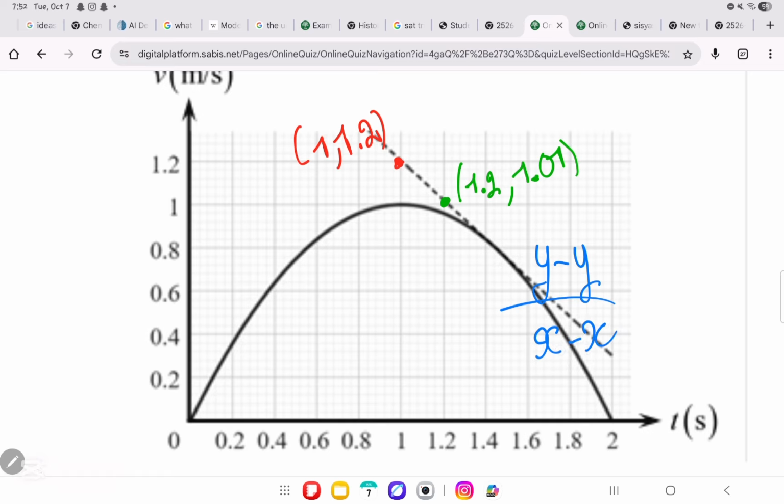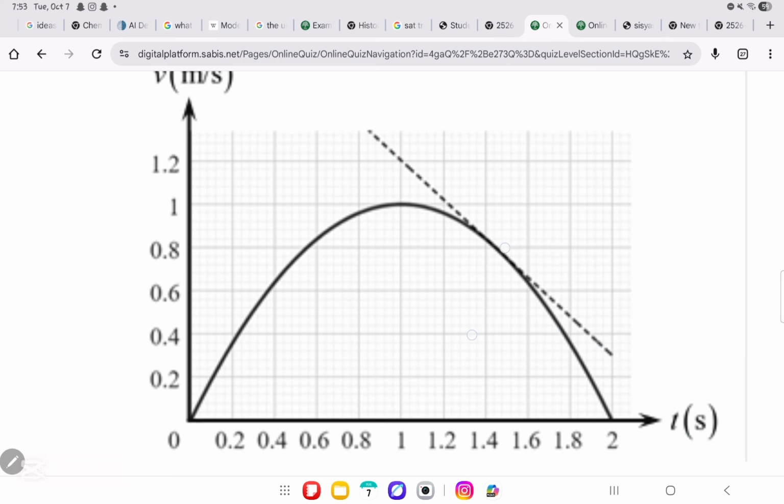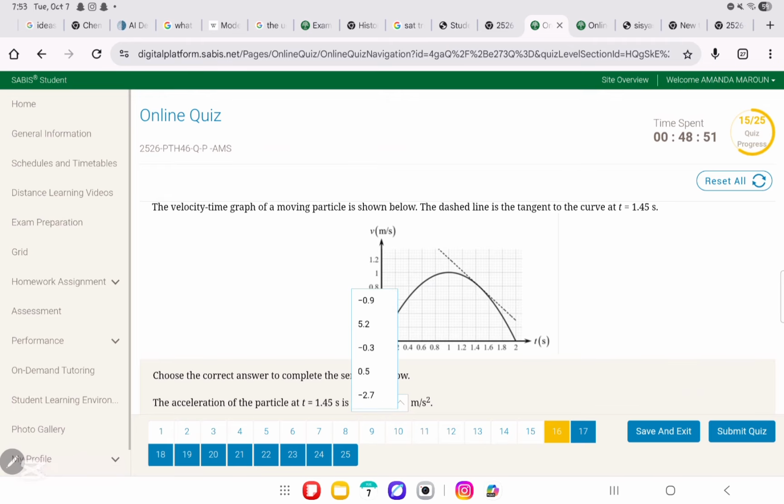I'm not sure. y minus y over x minus x. So that's going to be 1.01 minus 1.2 over 1.2 minus 1. And that's going to give us an answer of minus 0.95. So take the closest possible answer, which in my opinion is minus 0.9. So we have to take the closest possible answer, which is minus 0.9 meters per second.